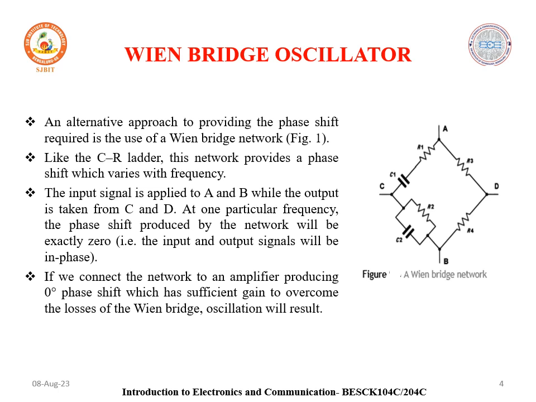So you can observe in the figure, this A and B are the inputs, the C and D points are the output. We are going to apply input to the bridge. This is in the form of a bridge, which consists of resistors and capacitors.